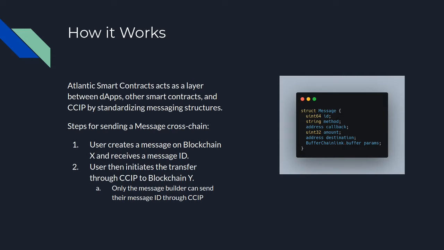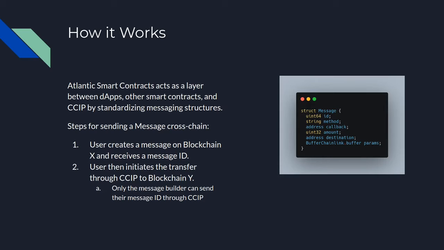So how does the Atlantic message transfer work? As said before, Atlantic works as a message layer between dApps and other smart contracts to Chainlink CCIP. Our message structure consists of a unique message ID used to track all messages that are created, a method to call on the receiving blockchain, the callback address on the blockchain where the user initiated the message from, an amount or fee of funds to be transferred or paid, the address of the smart contract on the destination chain, and lastly, a buffer of parameters that are passed with the method call.